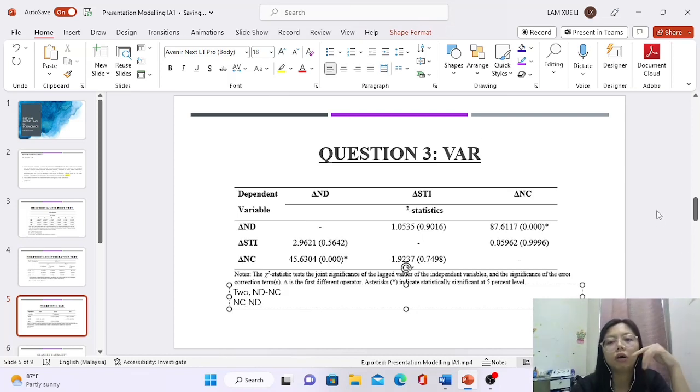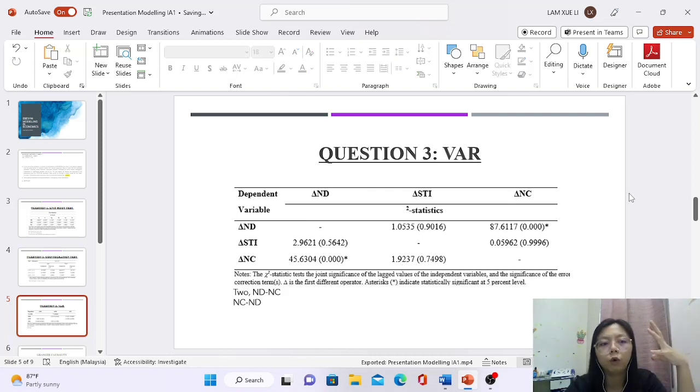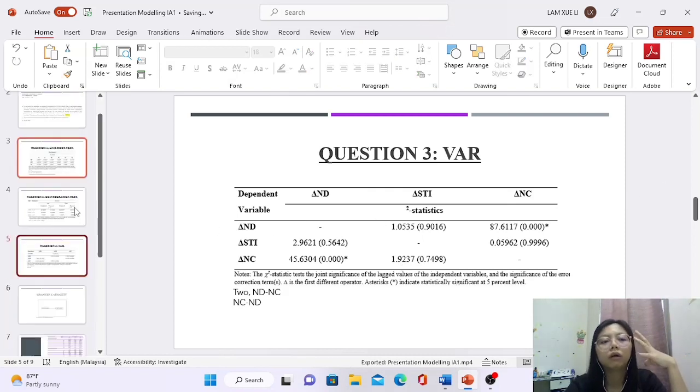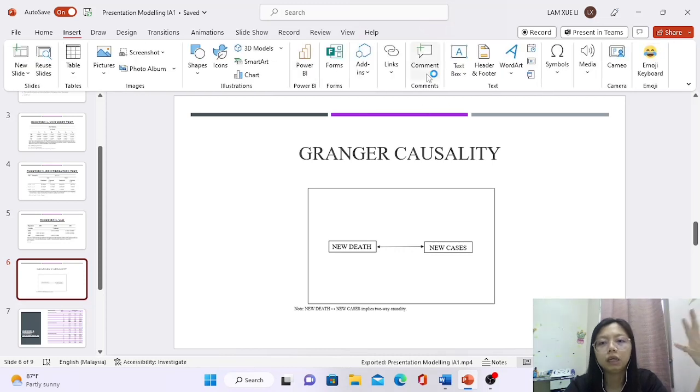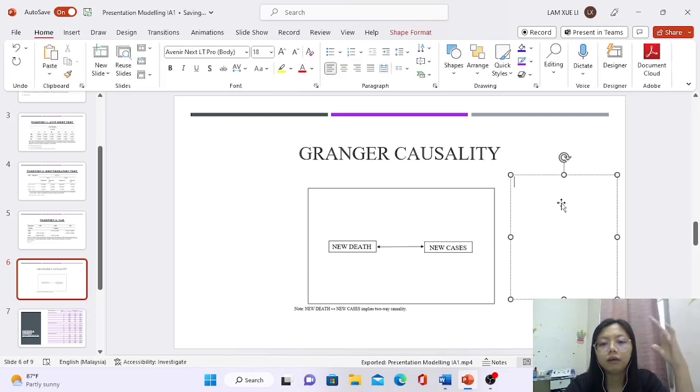Okay, for better understanding, we normally draw out a figure, a diagram, for us to understand easily. And here, as you can see, the error is two-way. New death Granger causes new cases, and also new cases Granger cause new death. In the short term, they actually cause each other over a short time period.